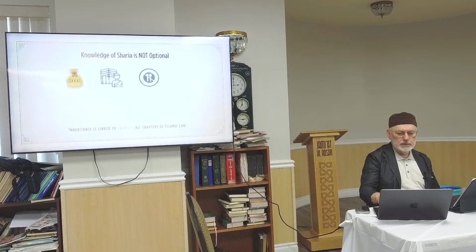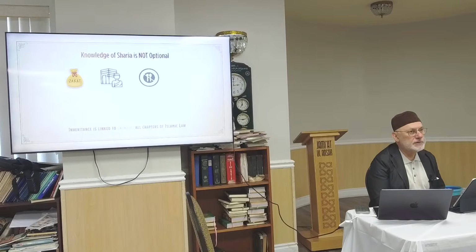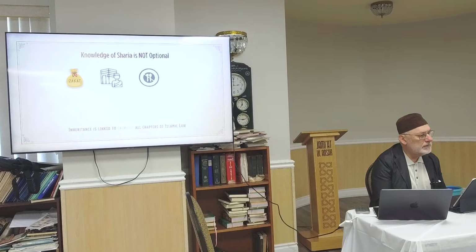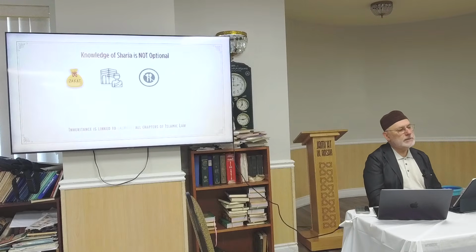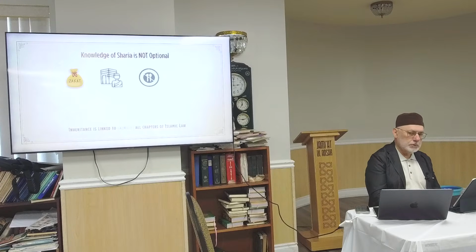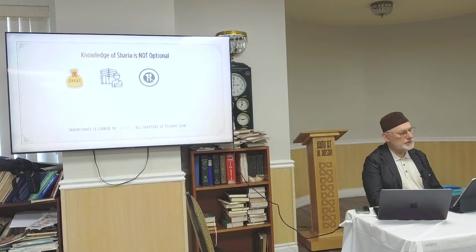So imagine acts of worship. How do acts of worship relate to inheritance? Well, zakat, for example, if somebody dies without having paid their zakat, then their zakat gets paid from the inheritance before it gets distributed, or after it gets distributed, depending on the cases. Somebody dies without performing Hajj, then someone will have to perform Hajj from the estate.